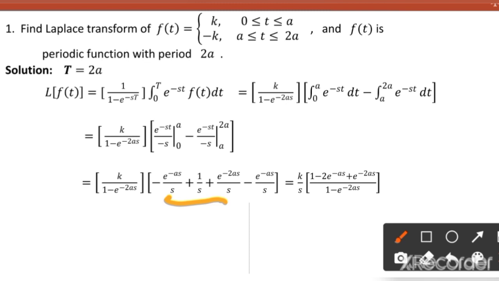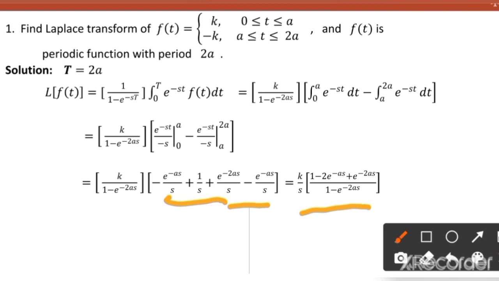Similar work we have to do for the second term also. We get e power minus 2as by s minus e power minus as by s. So if I further simplify, then I can take 1 over s, which is common in the LCM, out: k by s into 1 minus 2 e power minus as plus e power minus 2as, by 1 minus e power minus 2as.